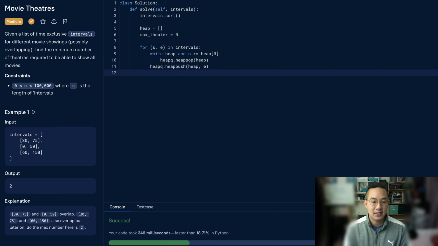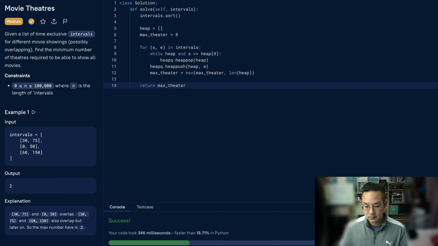We push the end in after we're done popping all the other ends out, once our start can enter the heap. So max theaters is going to be equal to the max of max theaters and the length of the heap. And we're going to return max theaters. And submit.